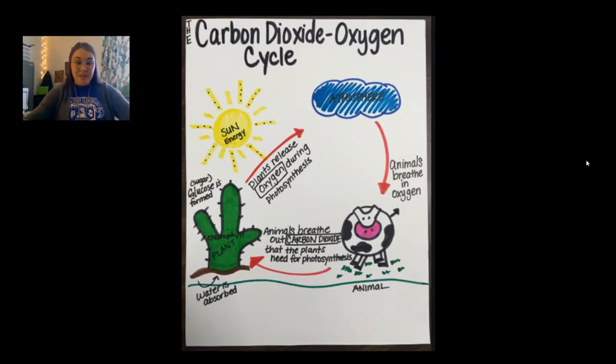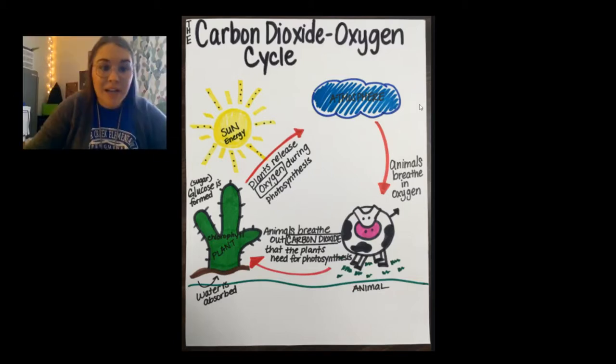And then guess what the animal does? They go and they let out carbon dioxide. The plant takes in that carbon dioxide. Plants don't breathe, but it creates oxygen, releases it into the atmosphere, and the animals breathe it in. Let's do it one more time together.